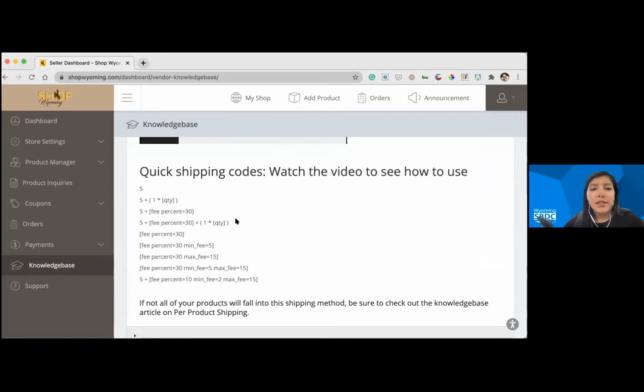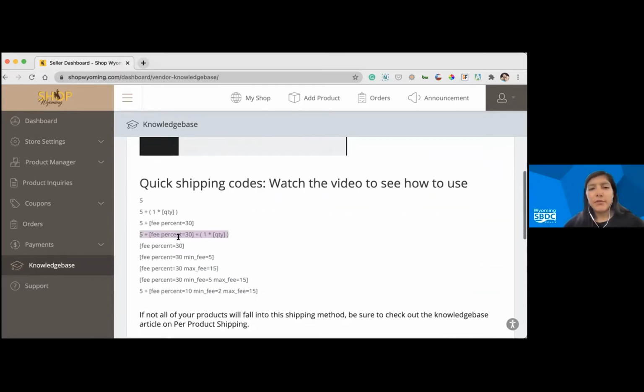So I'm going to take this one as an example. And what's cool about this is pretty much you get to change these numbers, right? These numbers are just for reference, so you don't have to use exactly these codes. They are codes because you get to change them and adjust them to what works for you.